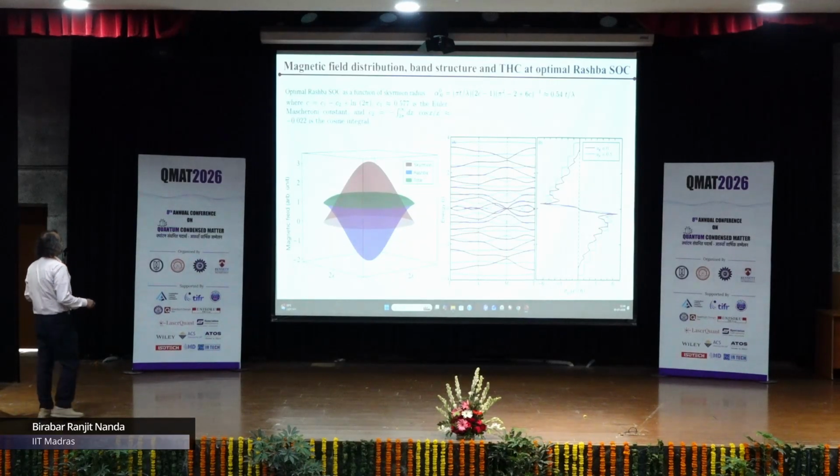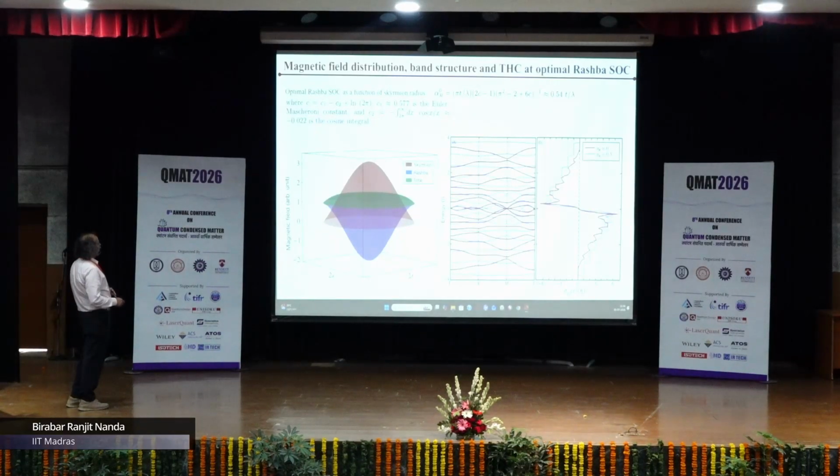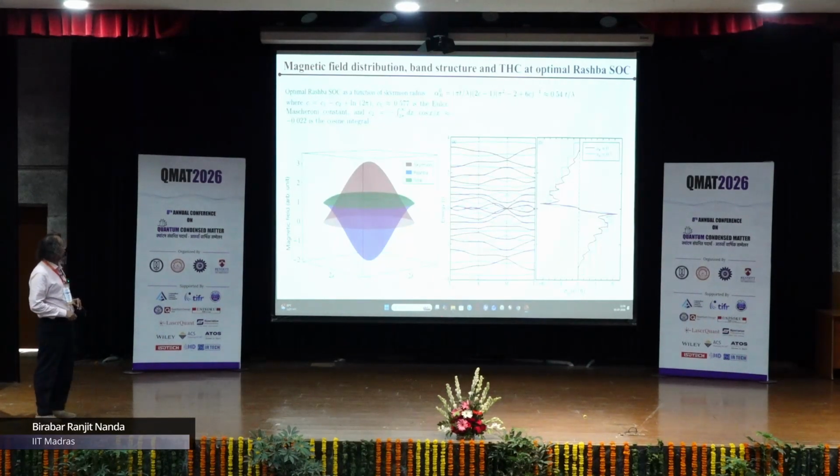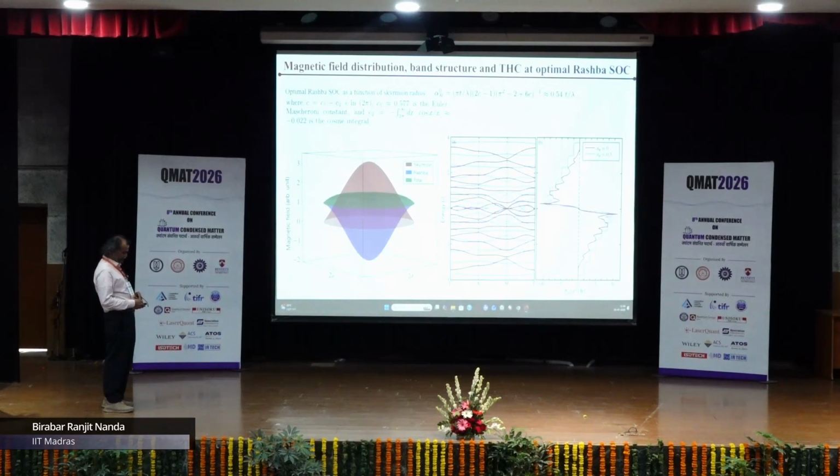So the underlying mechanism is as follows. The red one here represents the skyrmion magnetic field distribution in the system, in real space. The blue one represents the magnetic field generated by the Rashba. They try to compensate each other. When they compensate each other, we have a net finite uniform magnetic field. That gives us this nice plateau-like feature.